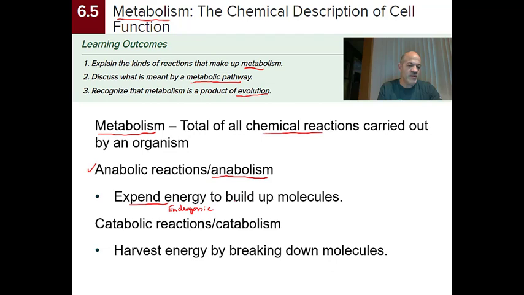The endergonic processes are going to be driven by catabolic processes, or catabolism. These are processes that break down, and breaking down is usually to harvest or get energy. So these catabolic reactions are exergonic, like when we're oxidizing food to make ATP.